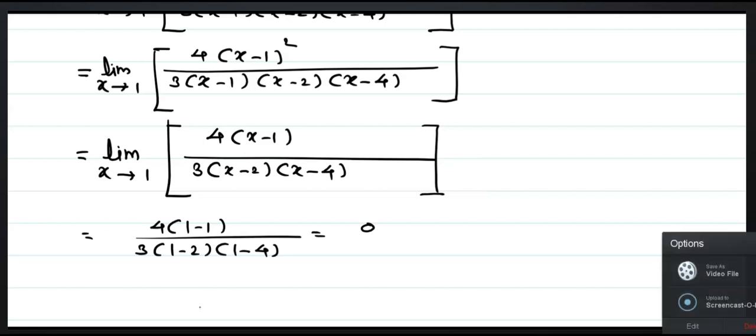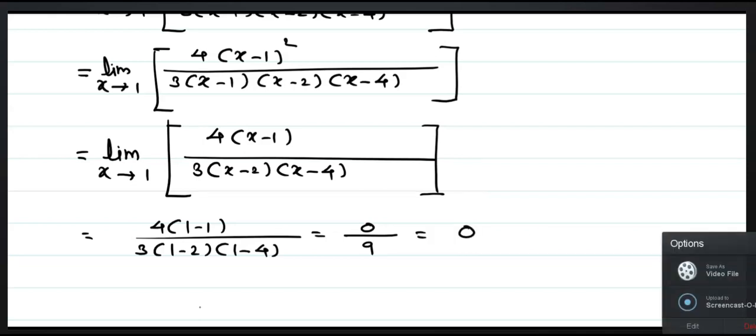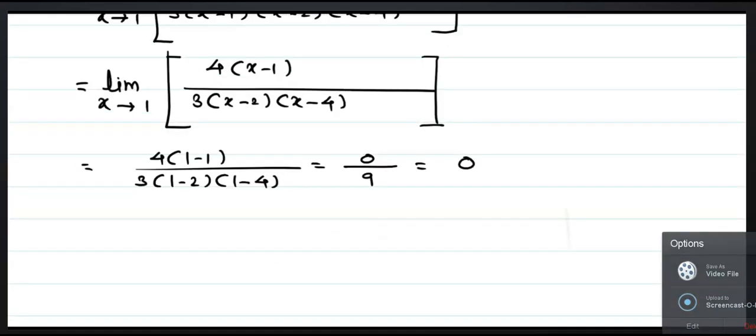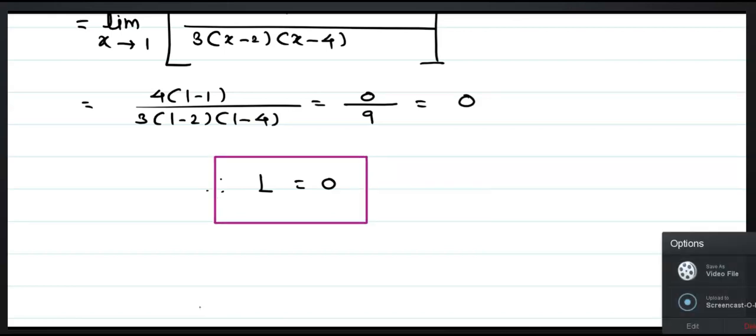Now here we are substituting the value x is equal to 1. 1 minus 1 is 0, 1 minus 2 is minus 1, 1 minus 3 is minus 3. The numerator is 0 and therefore overall the value is also 0. This is important. Now next, the limit L is equal to 0.